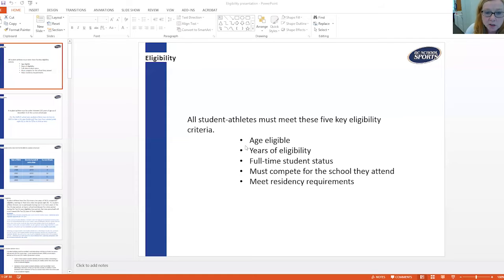So the first thing we're going to look at is the basic eligibility requirements. There are 5 key eligibility criteria. The first one is age eligibility, then years of eligibility, and full-time student status. A student must compete for the school they attend, and a student must meet residency requirements. We're just going to walk through each of those individually here. The first one being age eligibility.